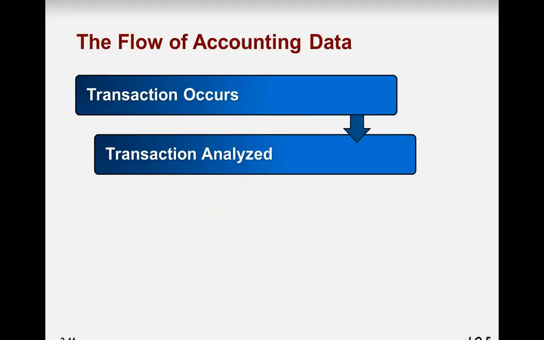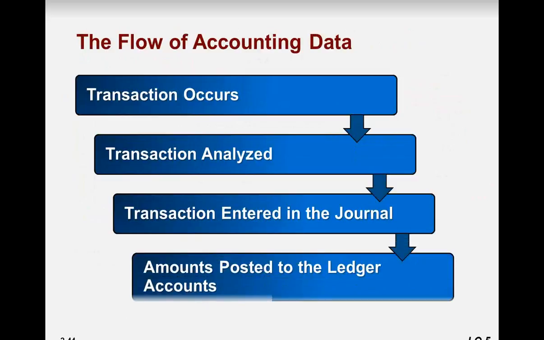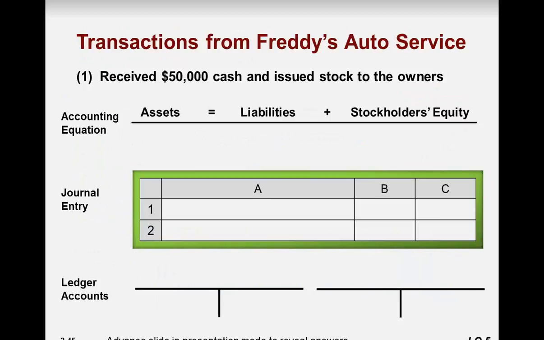So the process is basically a transaction happens, some kind of economic event has occurred within the business. We analyze that transaction, we enter that transaction to the journal, and then we transfer or post that amount to the ledger account. So let's look at some of these journal entries and walk through Freddy's as we're doing the journal entry and posting.